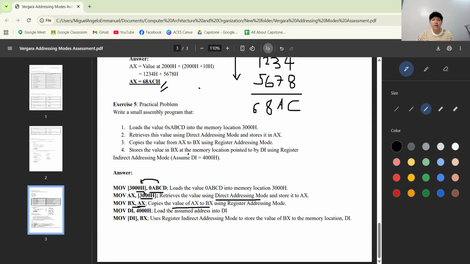Next, stores the value of BX at the memory location pointed to by DI using register indirect addressing mode. Assume DI is equal to 4000H. For this one, we need to load the assumed address into DI. Assuming that DI is 4000H, we need to load 4000H to DI. And after that, using register indirect addressing mode to store the value of BX into the memory location pointed to by DI. So the value of BX will be stored at [DI].